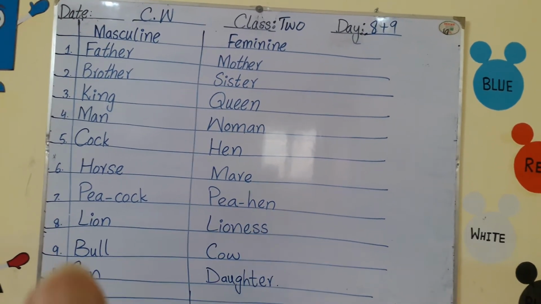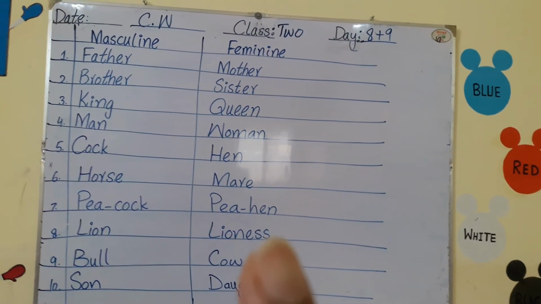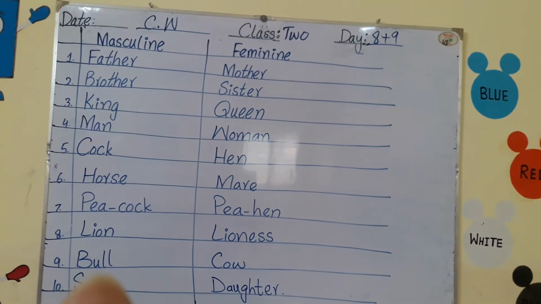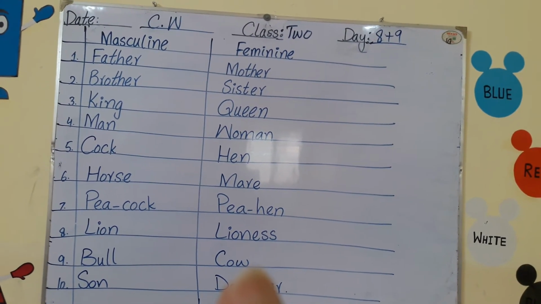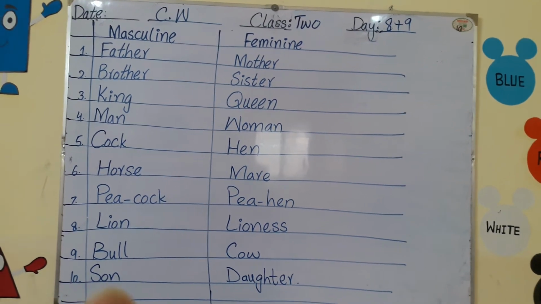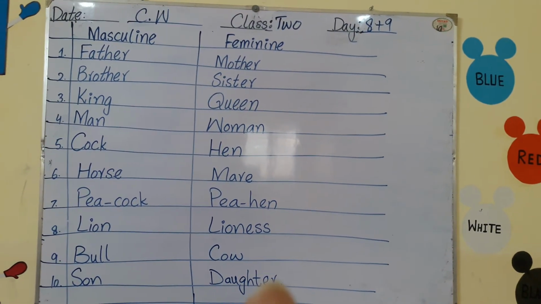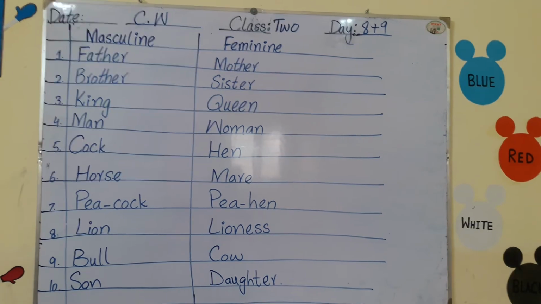Peahen, morni. Lion, sher. Lioness, sherni. Bull, bail. Cow, gai. Son, beta. Daughter, beti. Note down in your English B notebook.